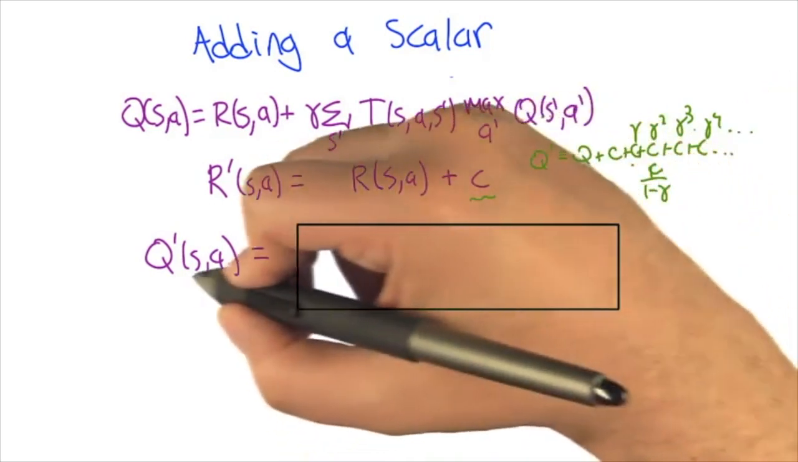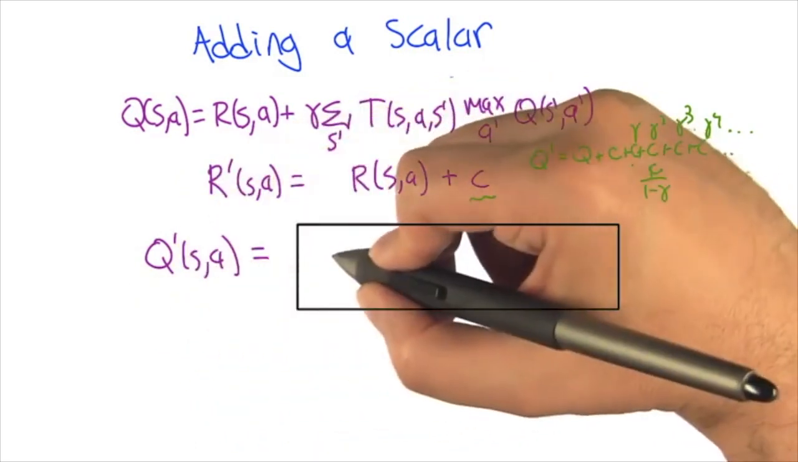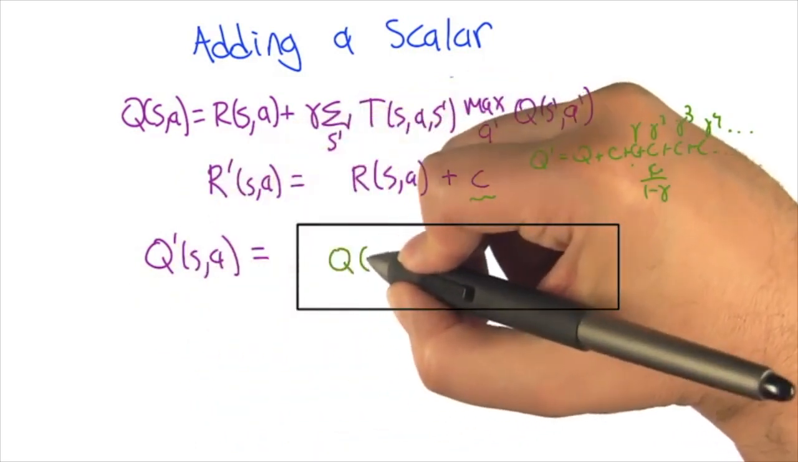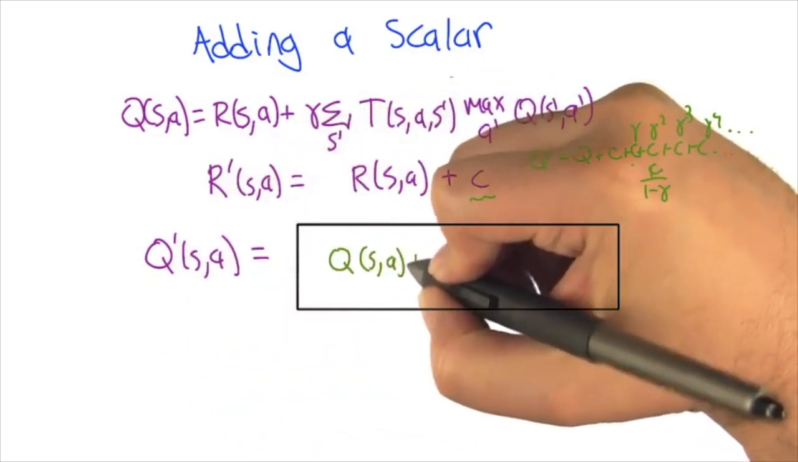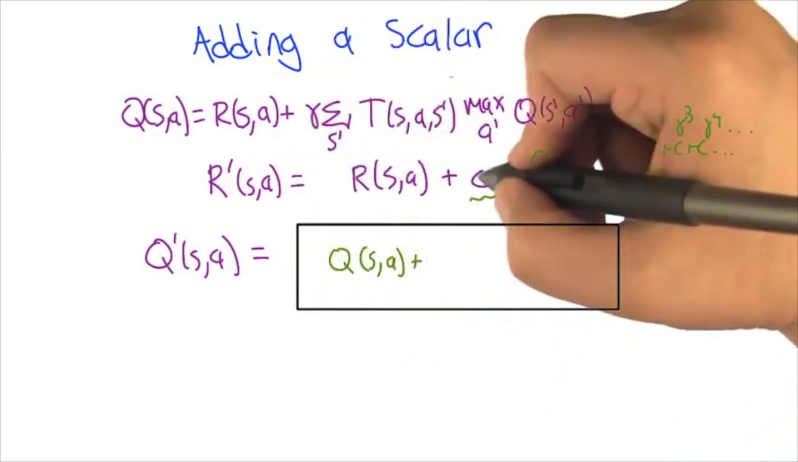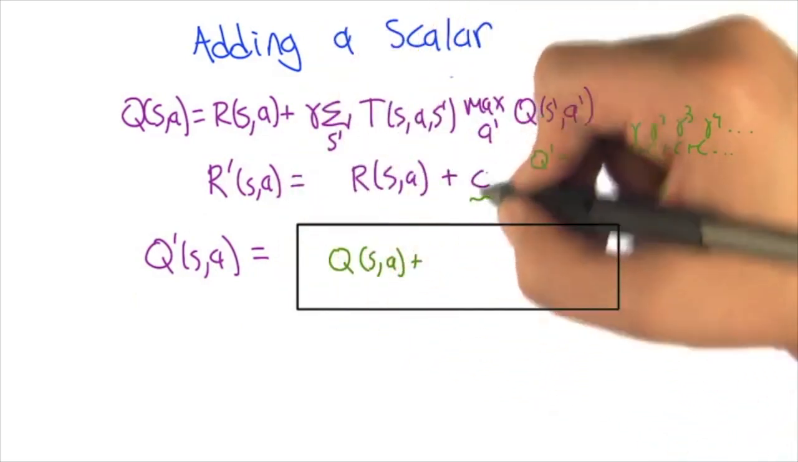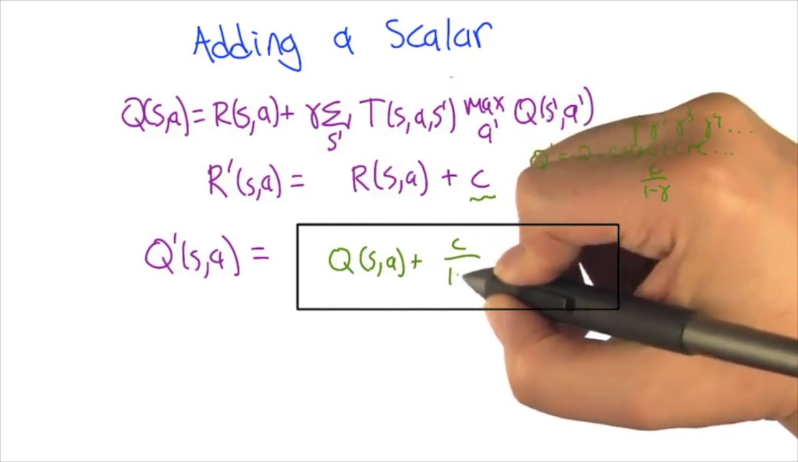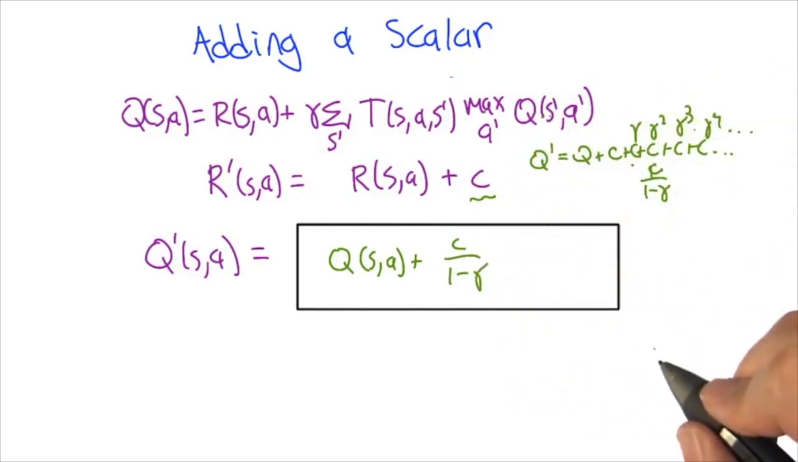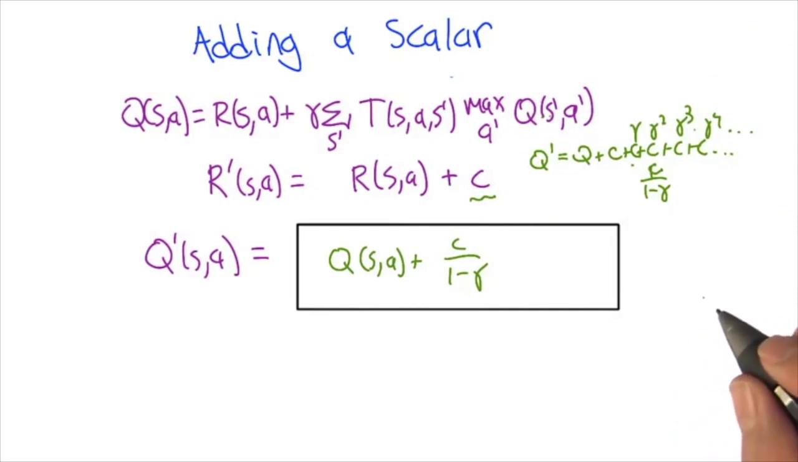So you're saying that the new Q function should be essentially the same as the old Q function, which has already kind of gathered up all the rewards, the R rewards, but we need to modify it by this infinite sequence of C's, which is C over 1 minus gamma. That is what I'm saying. Awesome. Is that right? Yeah. So let's do the proof.